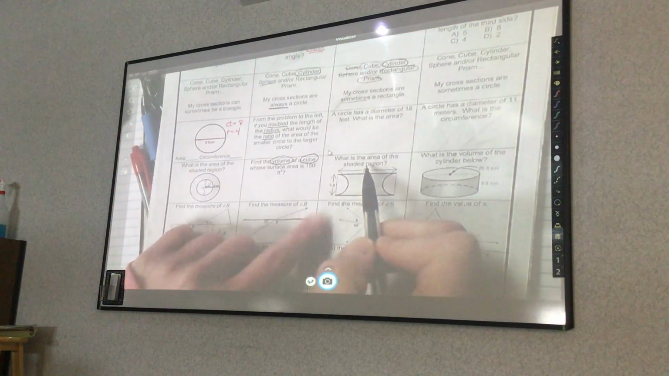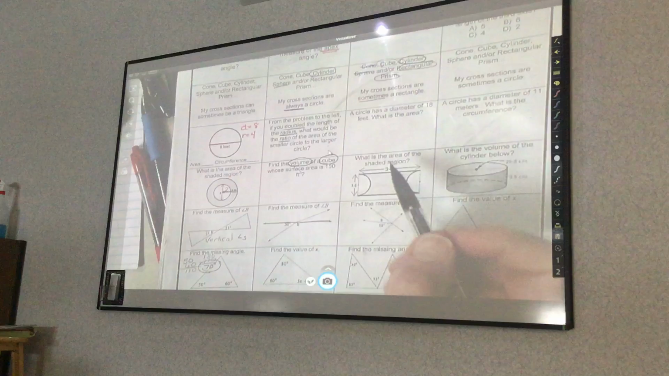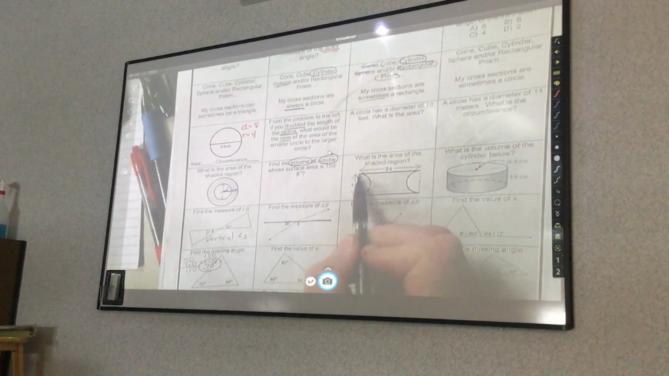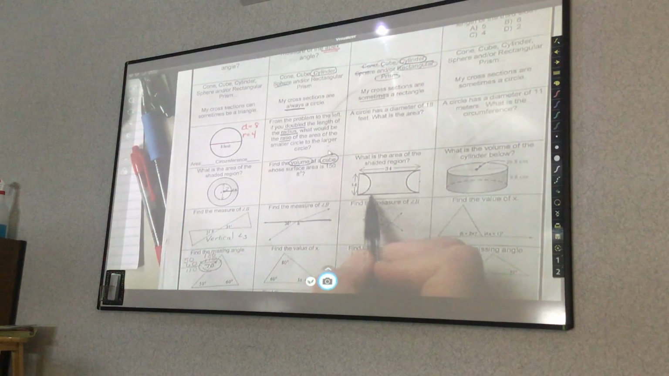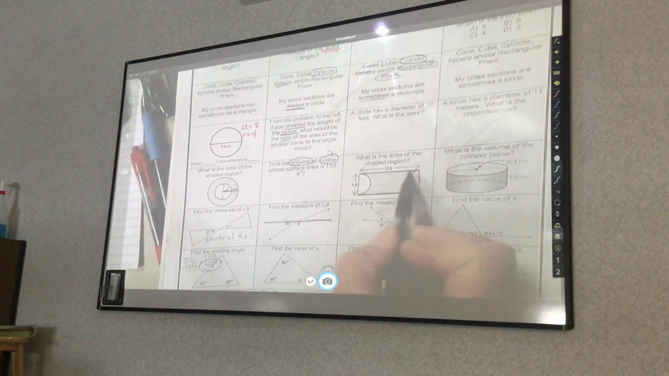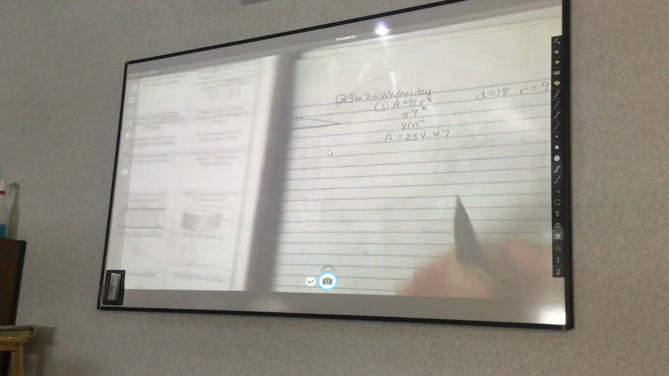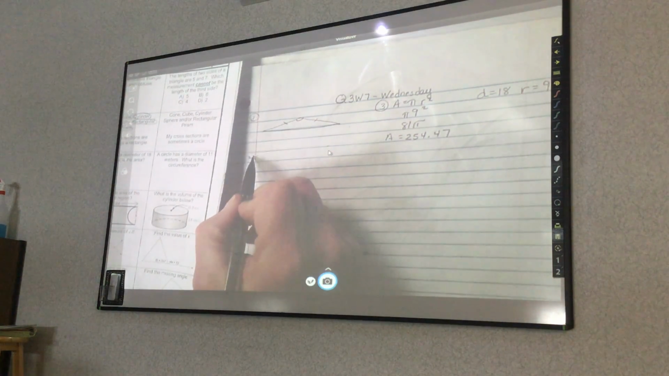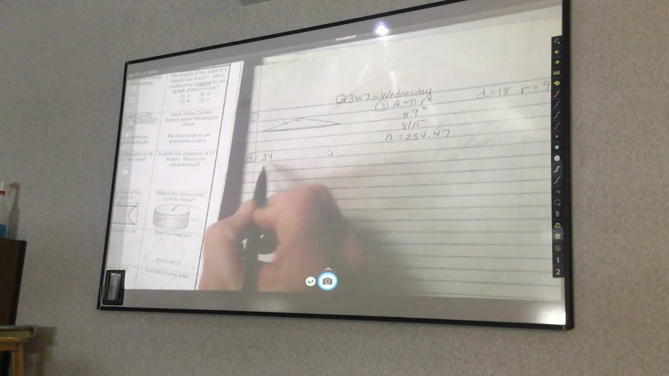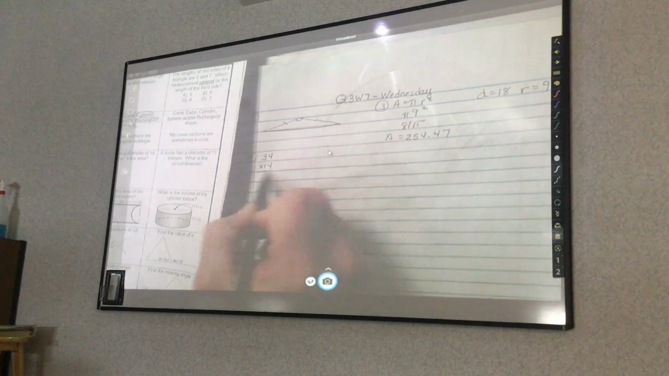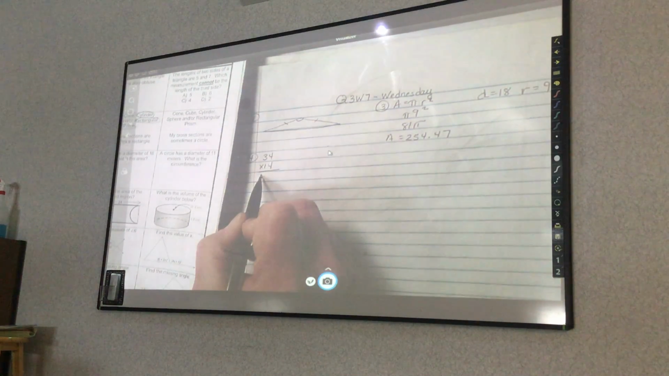What is the area of the shaded region? So what we first have to do, we first have to find the area of basically what would be this rectangle. Okay? So the area of the rectangle would be 34 times 14, because area is length times width. And after I plug that in my calculator, I've got 476.